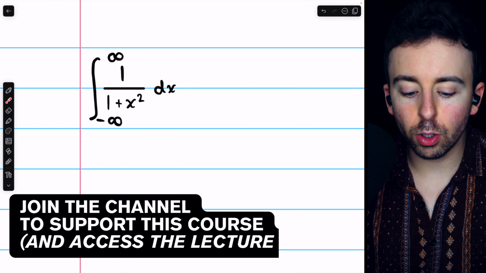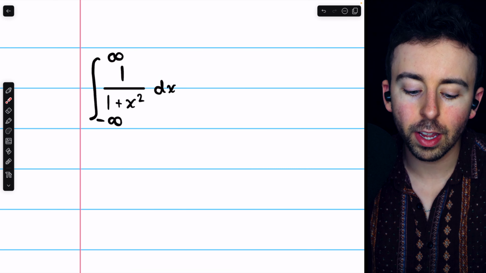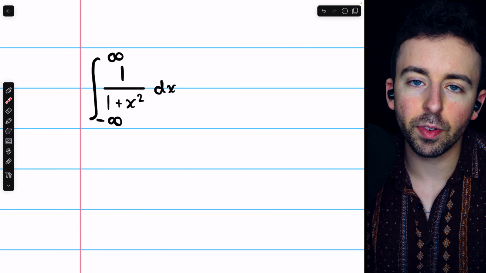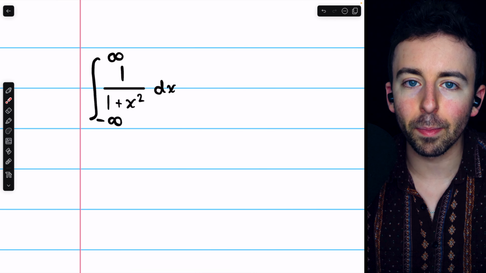By definition, to evaluate the improper integral of 1 over 1 plus x squared from negative infinity to positive infinity, we need to split this integral at some real number so that we can rewrite it as a sum of two integrals, which both have only one infinite bound. That looks like this. We could choose any real number we like to split the integral at, but there's no reason not to choose a nice easy number like 0.